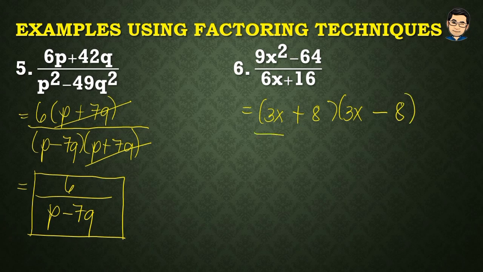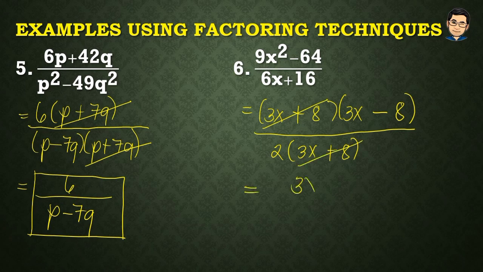And then all over, so 6x plus 16 using greatest common monomial factor, ang GCF ng terms na to is 2. So factor natin yung 2 and then 6x divided by 2, that is 3x. 16 divided by 2, that is 8. So 3x plus 8. Now, we will be canceling out common terms. 3x plus 8 sa numerator, tsaka 3x plus 8 sa denominator. So, our final answer will be 3x minus 8 all over 2.